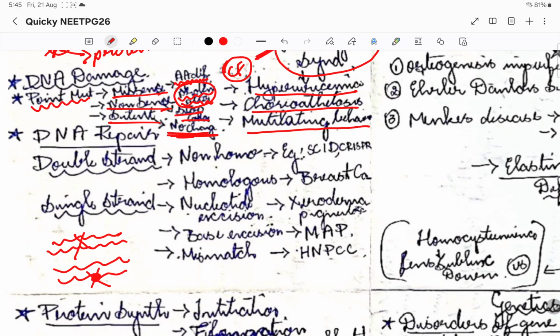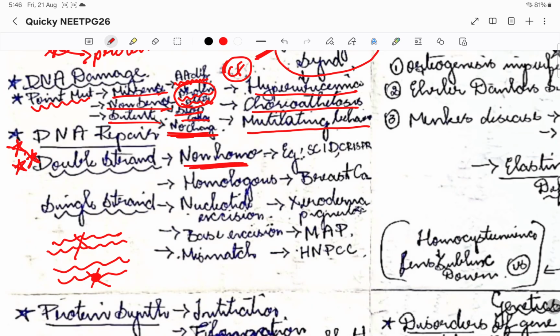Okay, so in double strand, there is non-homologous repair and homologous repair. Whereas in single strand, there is nucleotide excision repair, base excision repair, and mismatch repair. Okay, so I want you guys to learn the examples because these are very important previous year questions. Every year, they have asked one question from DNA repair. So if you know the examples, you'll definitely be able to solve this.